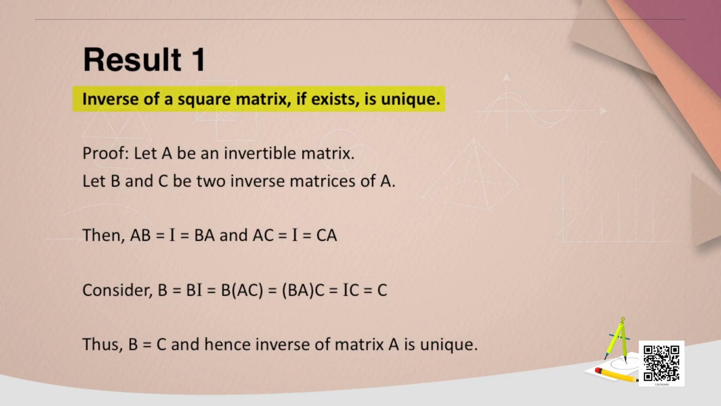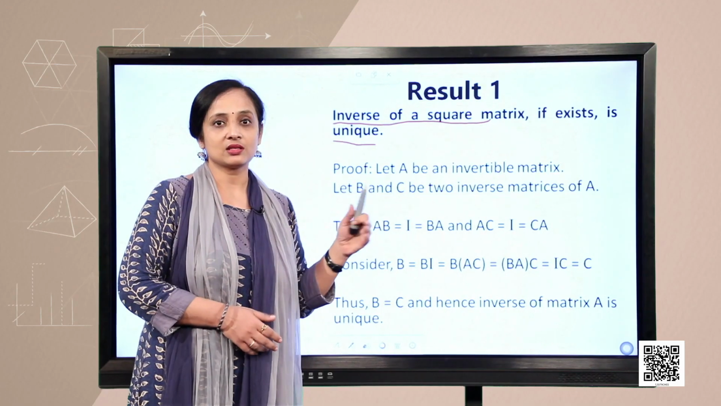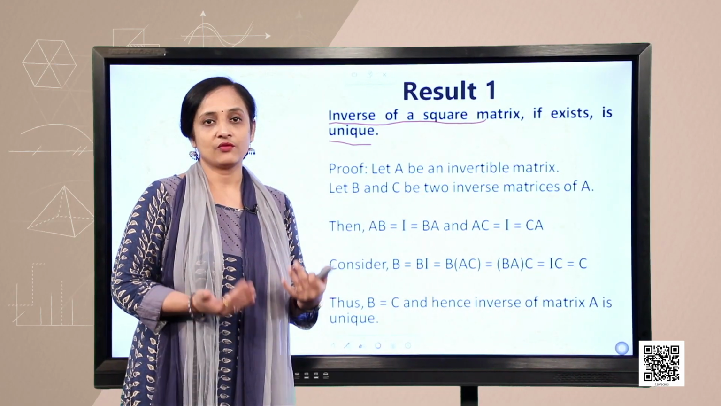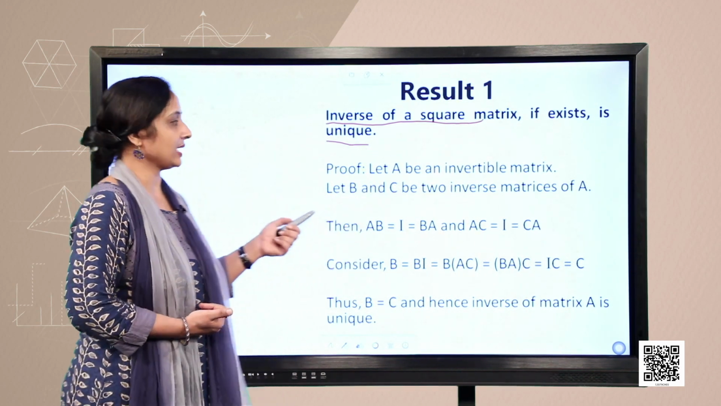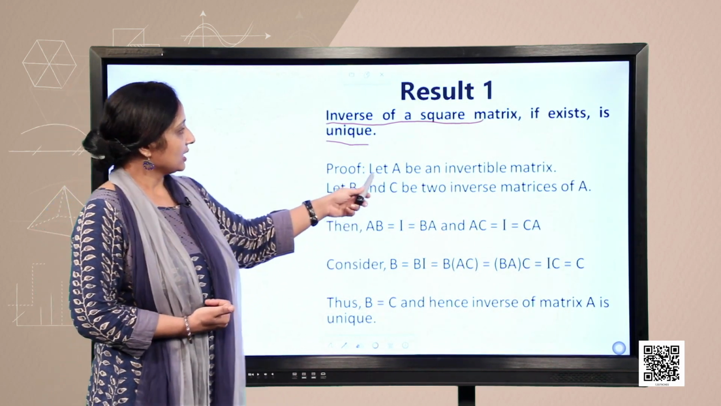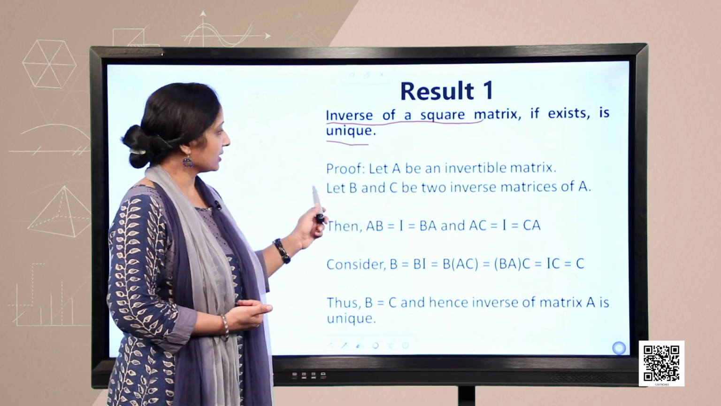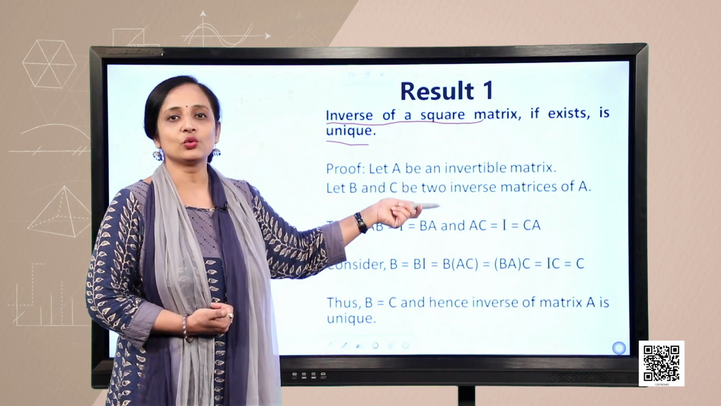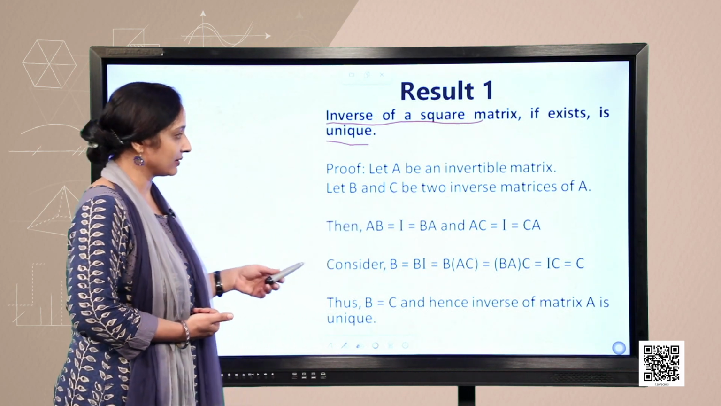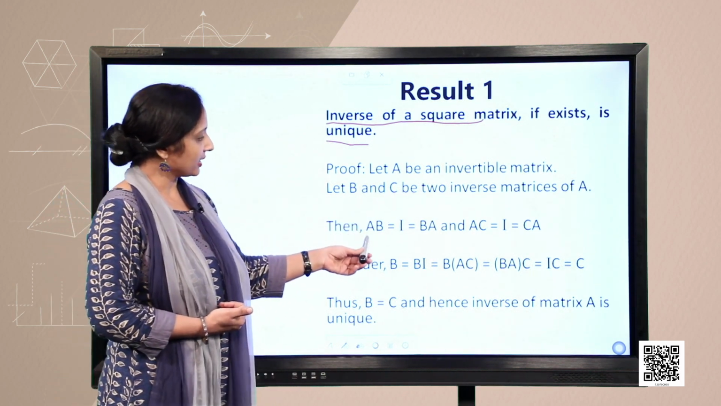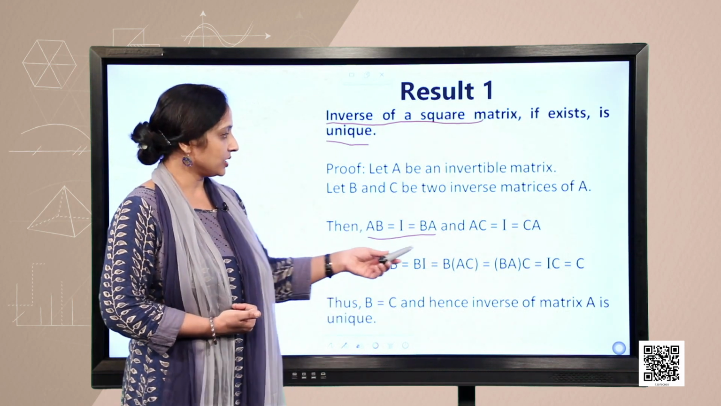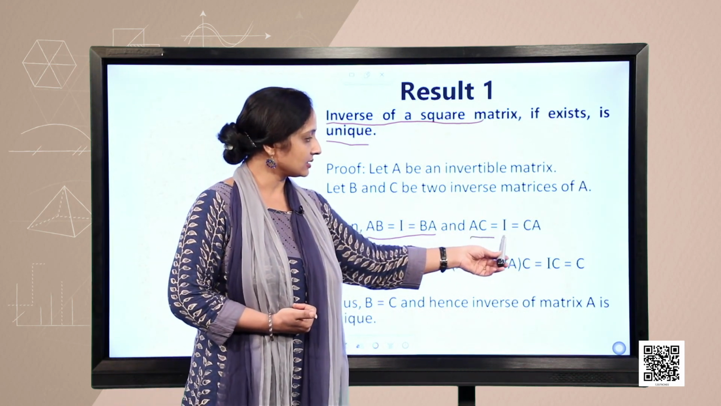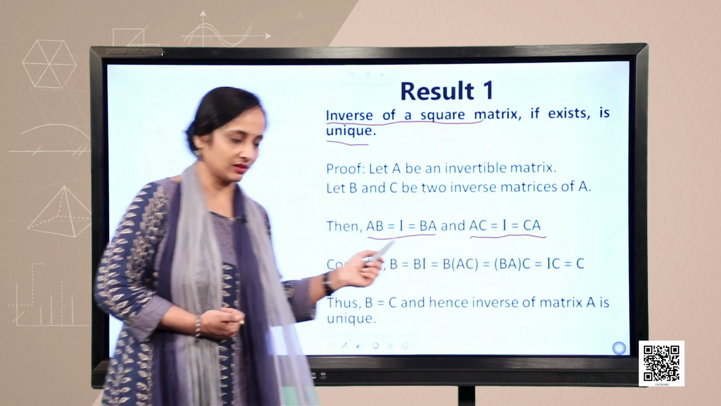Inverse of a square matrix, if it exists, it is unique. That means whatever method you are going to use, whatever method I am going to use, the inverse is going to be same. For example, A be an invertible matrix, let B and C be two inverses for the same matrix A. In that case, by definition, we must have AB is equal to I, that's equal to BA as well as AC is equal to identity matrix.